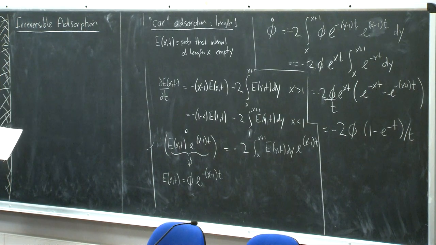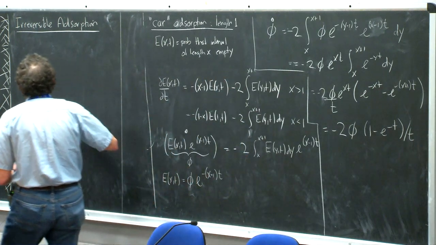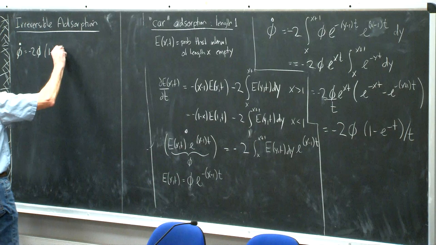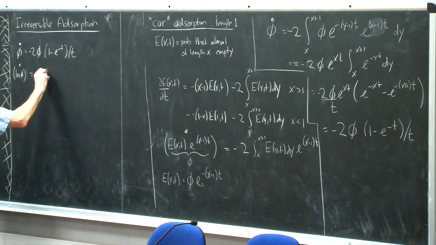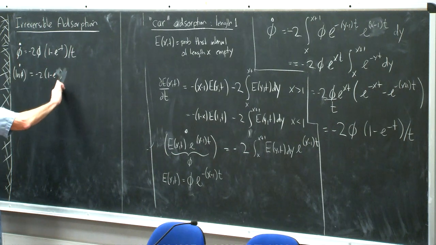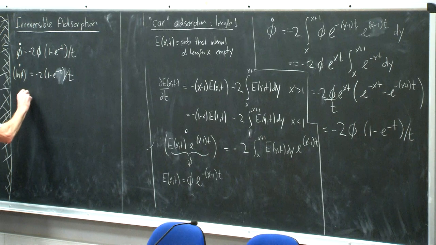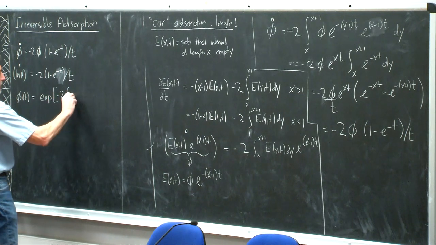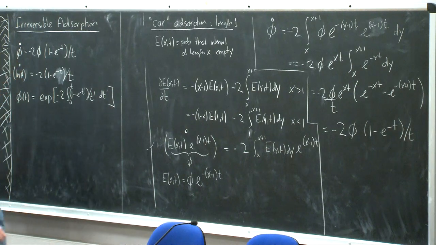Anyways, where am I here? Okay, so now I have phi dot is equal to minus 2 phi times (1 minus e to the minus t) over t. So I'm going to have log phi dot is equal to minus 2 times (1 minus e to the minus t) over t. Ugh, terrible penmanship. I should flunk grade 2 again. And so if we solve for that, we'll get phi of t is equal to phi of 0, which is equal to 1, times exp of minus 2 the integral from 0 to t of (1 minus e to the minus t prime) over t prime dt prime. So that's phi of t.